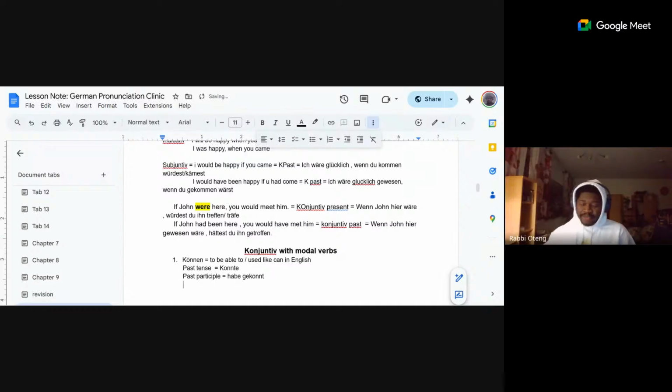The rule says that we use the past tense, then we put an umlaut if the past tense contains a, o, or u. It contains o, and it already ends with e, so there's no need to add another e at the end. We just change the o to o umlaut. Clear? So you want to say, I could come.